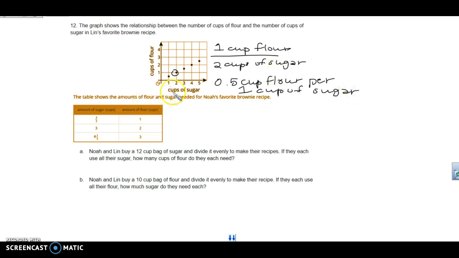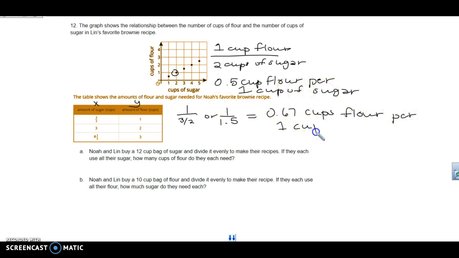And then the table is talking about Noah's. Again, we're going to do y divided by x, so flour divided by sugar. So we have 1 divided by 3/2, or 1 divided by 1.5. And when you type that in, you're going to get 0.67 cups flour per 1 cup sugar.